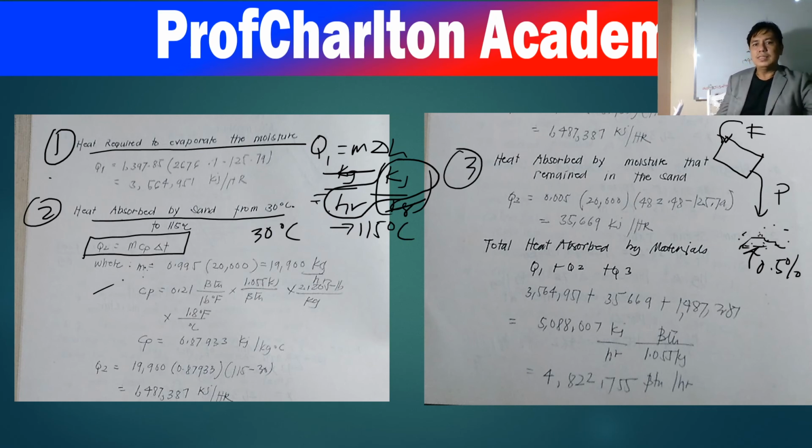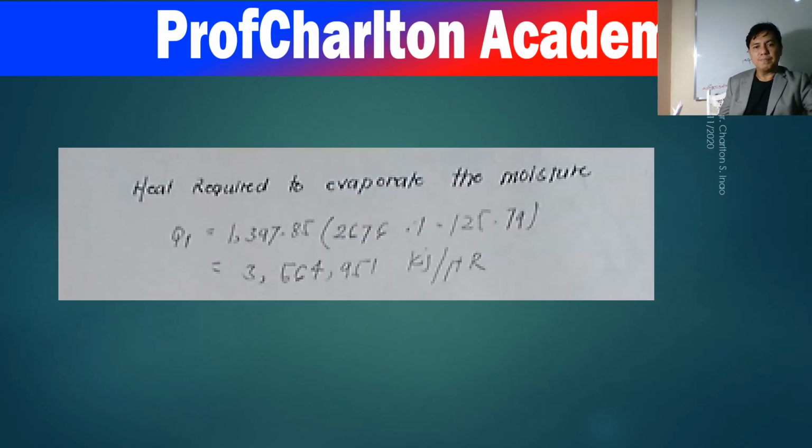With these three heats calculated, we will get the summation, and then we will get the heat output, the output of the heater going to the dryer as an input. Because there's an efficiency, we have to add these first to get the total. Now we go to number one to make it quick.